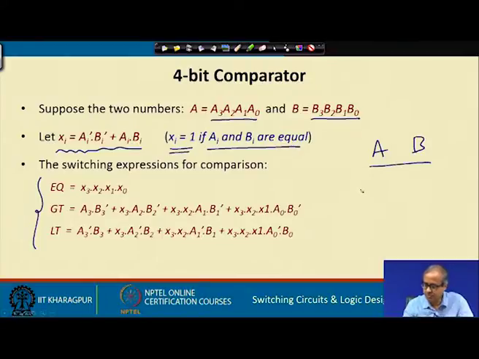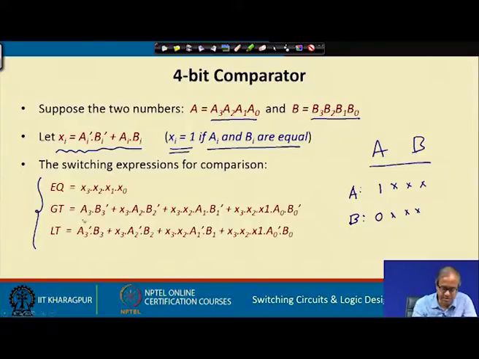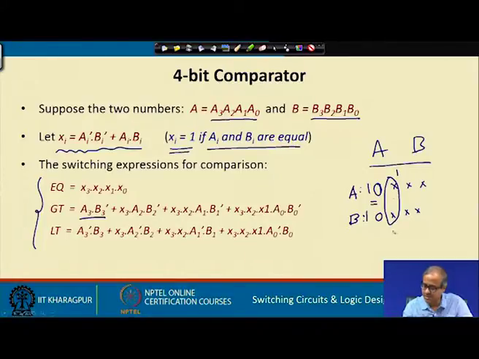For GT, think of the two numbers A and B. If you see that A3 is 1 and B3 is 0, then you need not see the other bits, because irrespective of the other three bits, if the most significant bit of A is greater than that of B, then A will always be greater: A3 B3 bar. But if you find these two are equal, 0 0 or 1 1, then you need to see the next bit, if this is 1 and this is 0. So, the first bit is equal and A2 is 1, B2 is 0, or the first two bits are equal, A1 is 1, B1 is 0, or the first three bits are equal, A0 is 1, B0 is 0.